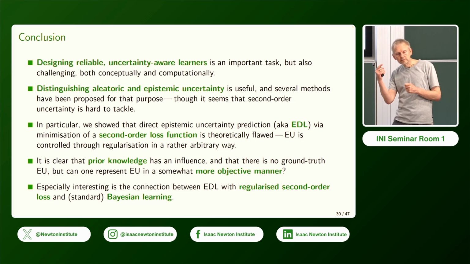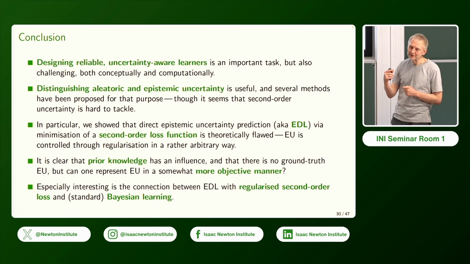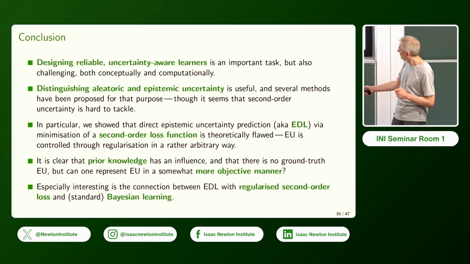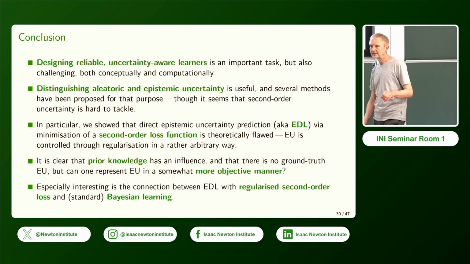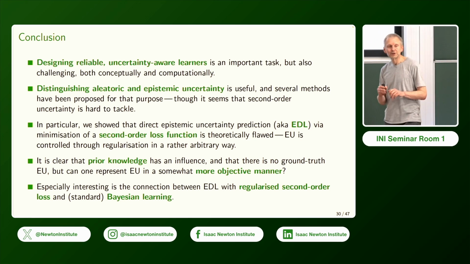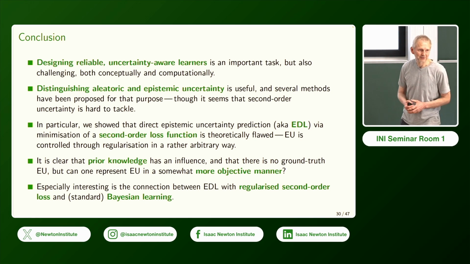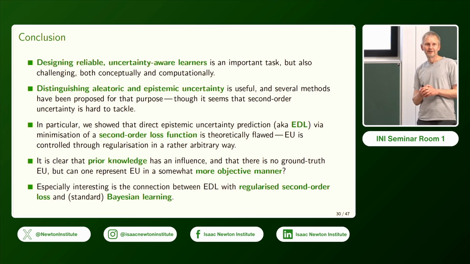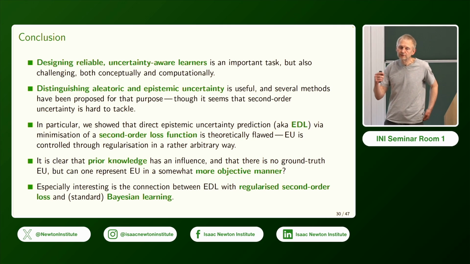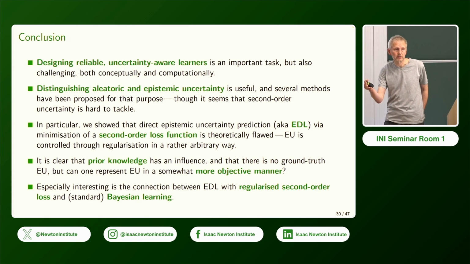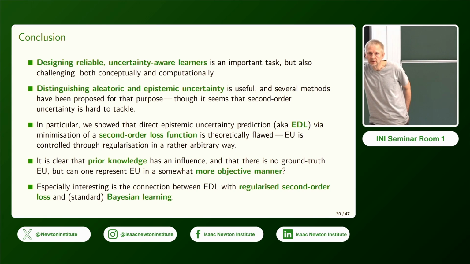And my conjecture is that you can show that eventually you can interpret this evidential deep learning method as a non-proper Bayesian learning approach, where you have the problem that the influence of the regularizer, which is the prior in Bayesian machine learning, does not diminish in the course of time.